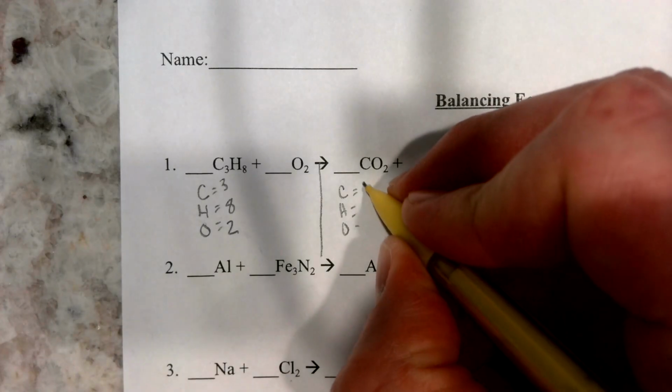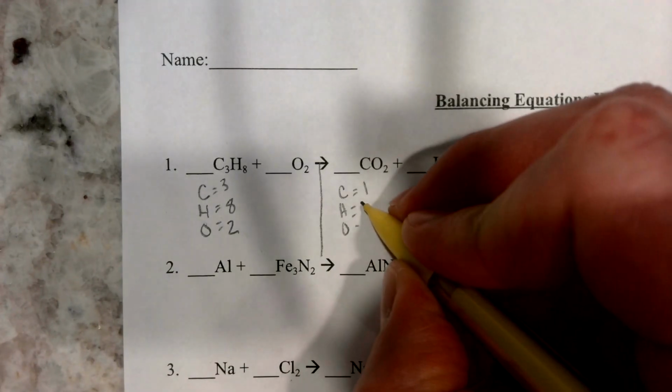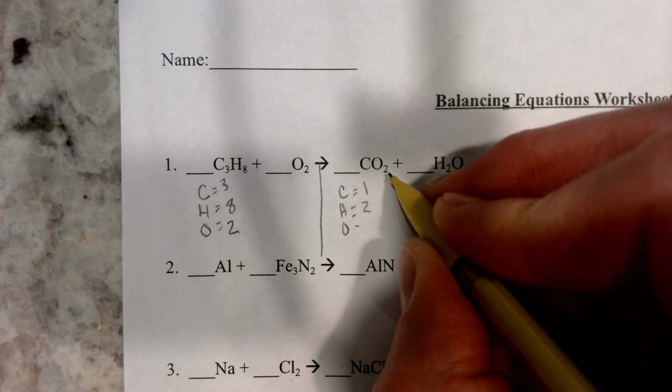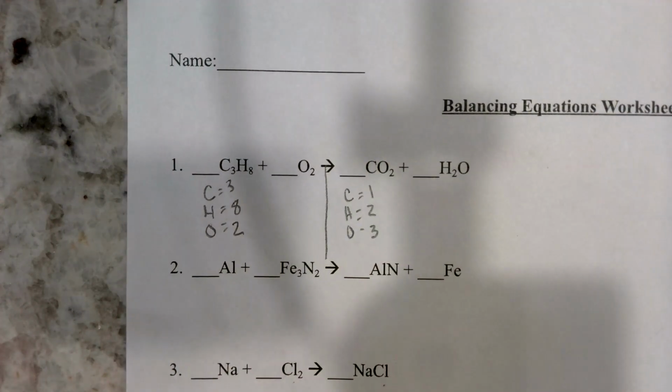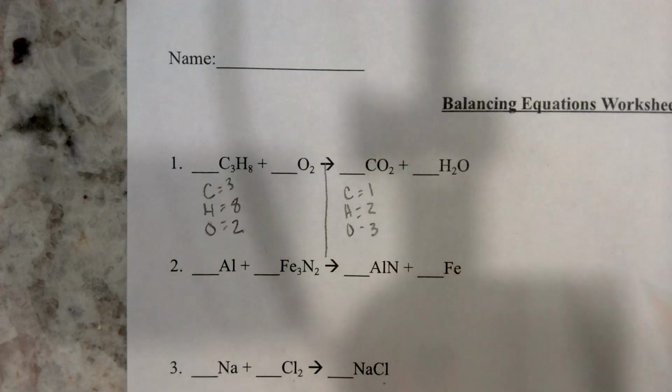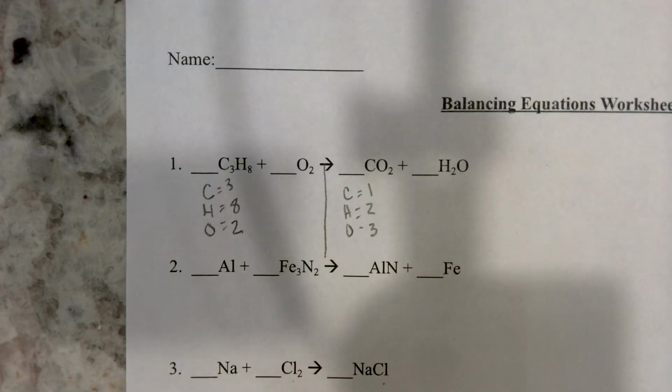Carbons, we've got 1 there. Hydrogens, we've got 2 there. Oxygens, we've got 2 plus 1, so 3. So, key thing to keep in mind here, where there's these little boxes, that's where you can add coefficients.